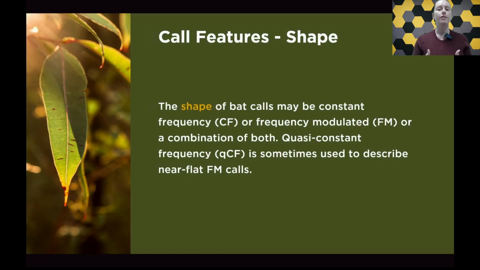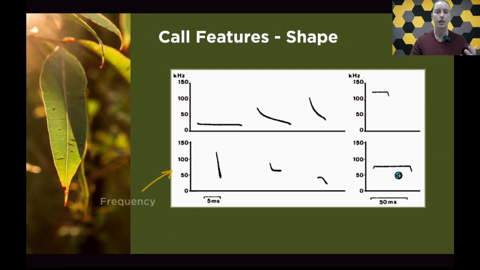The shape of a bat call might be constant frequency, or we call this CF, or frequency modulated, call this FM, or a combination of both. There's also quasi-constant frequency, or QCF, and that's sometimes used to describe near flat FM calls. So let's have a look at each of these. When we're talking about call shape, we're talking about what the echolocation pulse looks like when it's graphed with frequency against time.